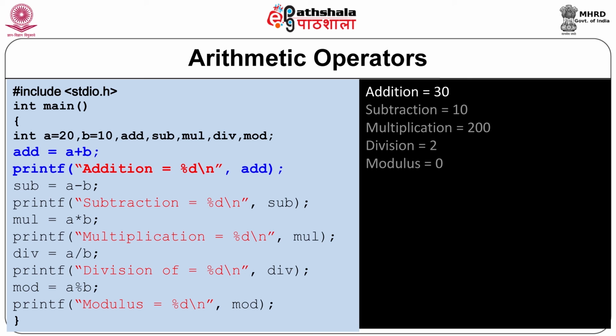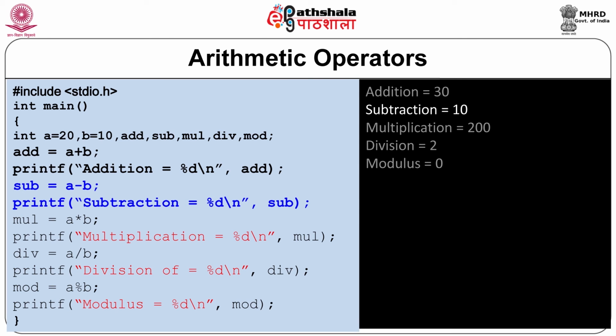Here I am considering add equal to A plus B, and then I am printing the result immediately using a printf statement. The value of A is 20 and the value of B is 10, so the addition will be 30. When these two instructions are executed, the result will be displayed as 30.